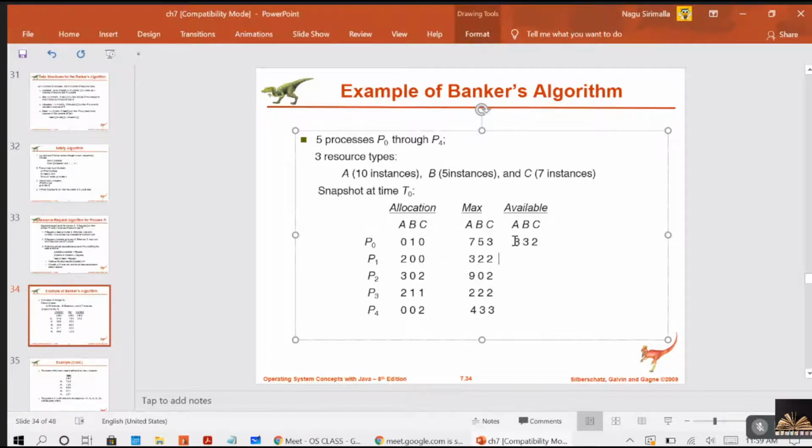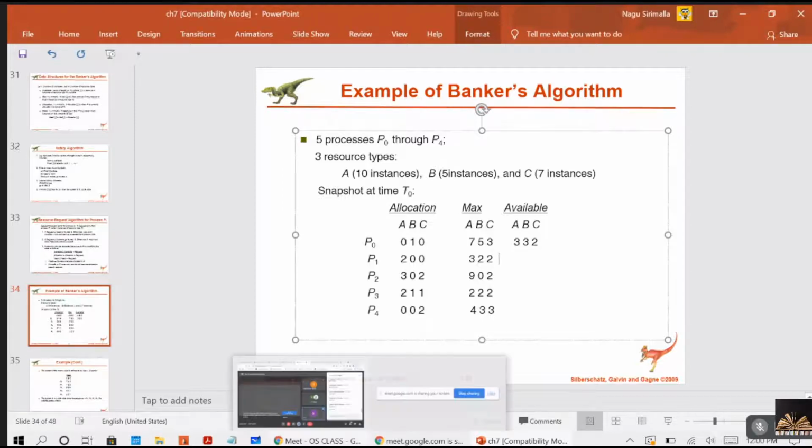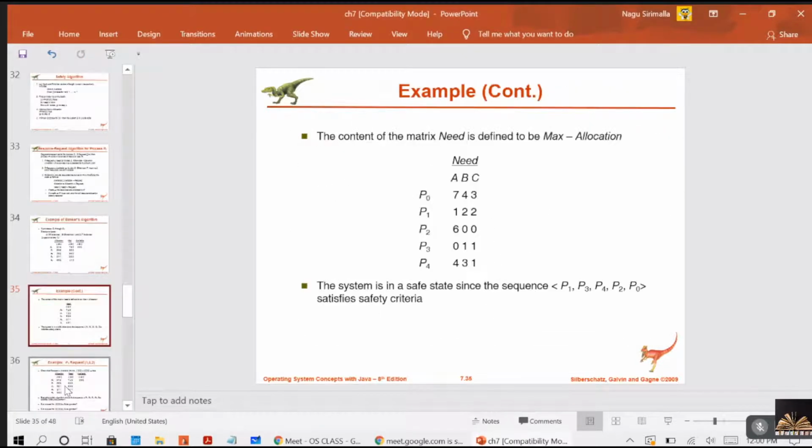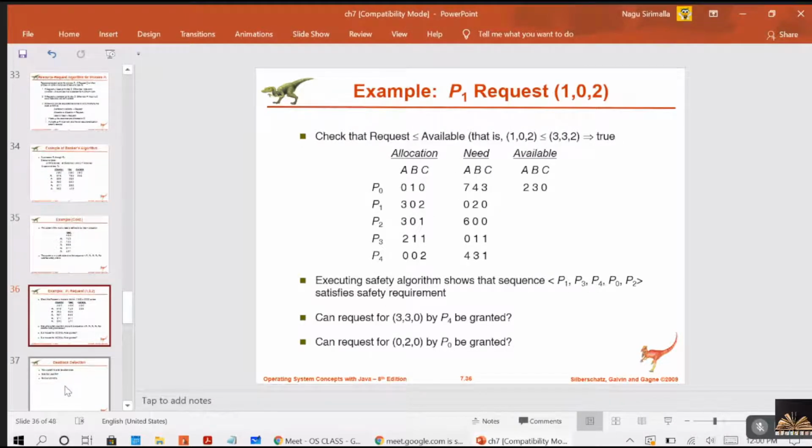Now by using this information, use the banker's algorithm and try to find out the safe sequence. In which order, if you allocate the resources to the processes, you could execute the jobs in the safe sequence. In the safe sequence, you are supposed to do it.